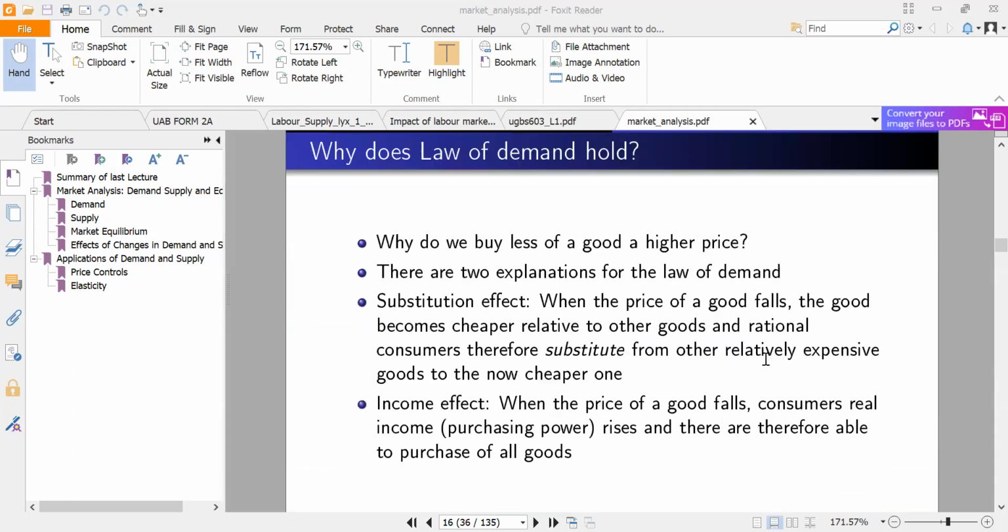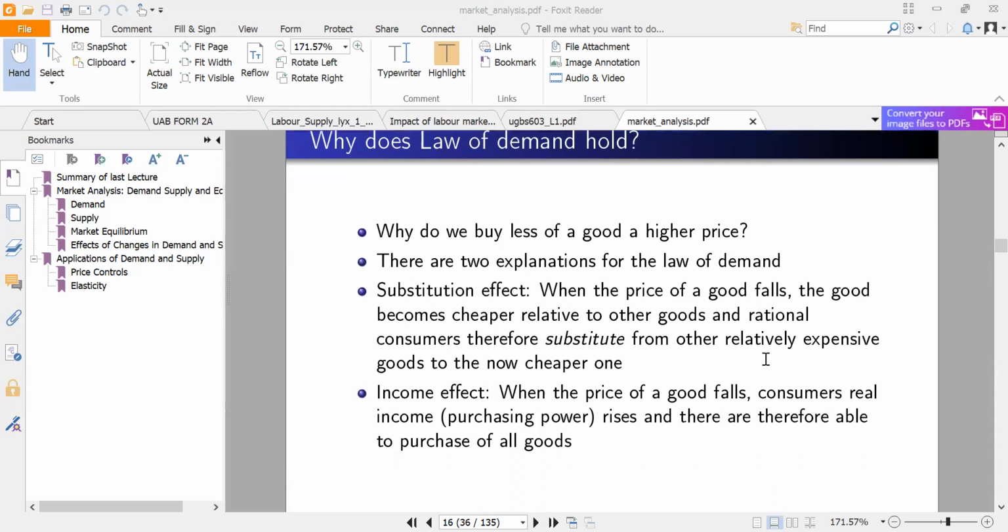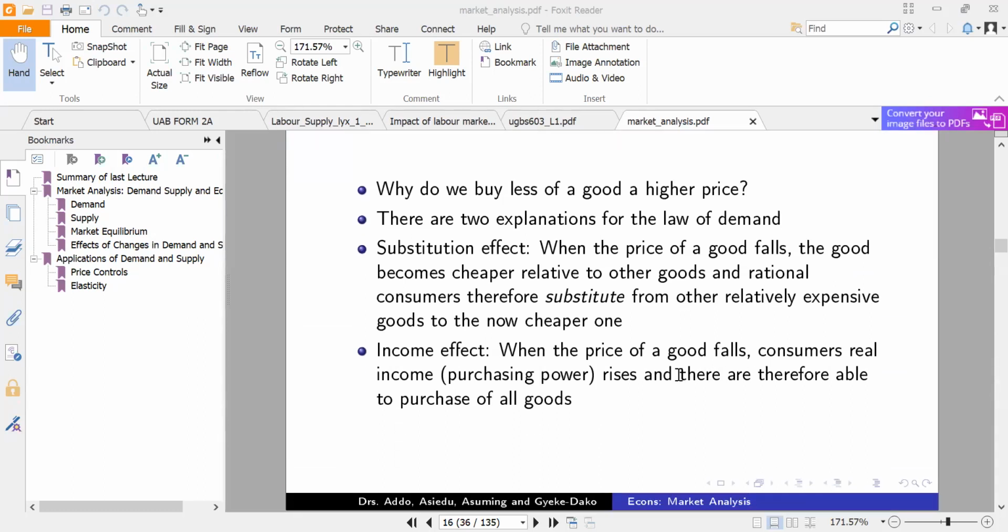And the second reason is the income effect that you guys mentioned, the purchasing power. When the price of a good falls, consumers' real income or purchasing power will rise. The opposite is true. If the price of a good increases, consumers' purchasing power will fall. So that will affect your demand. These are two important reasons why, with a change in price, the law of demand will hold. If you increase price, people buy less, and if you decrease price, people buy more. Okay, the reverse is also true.